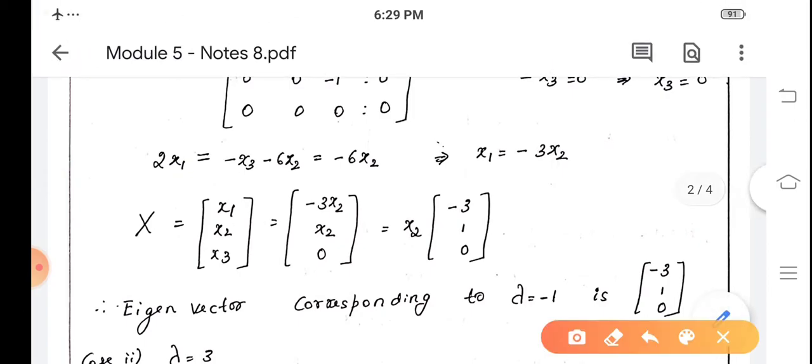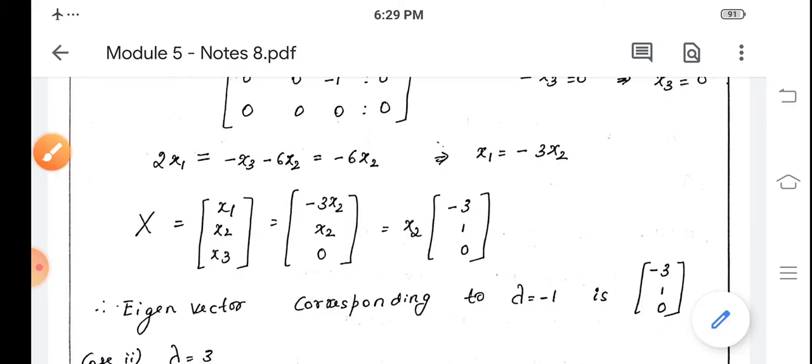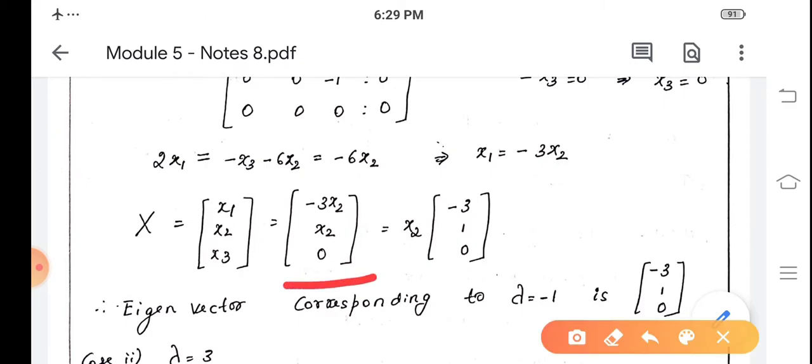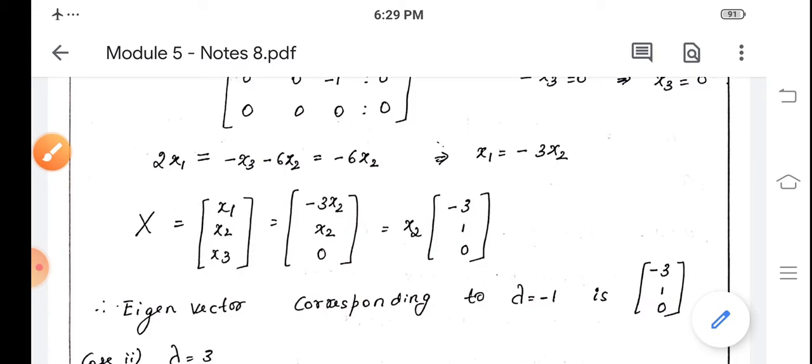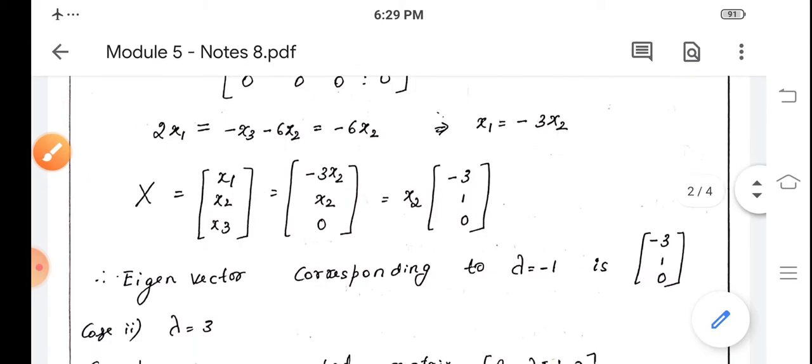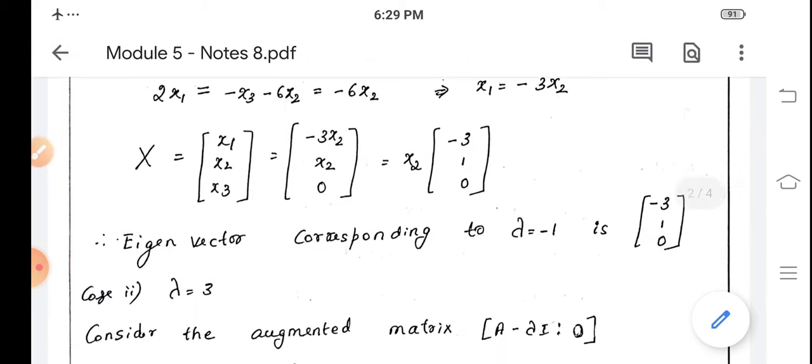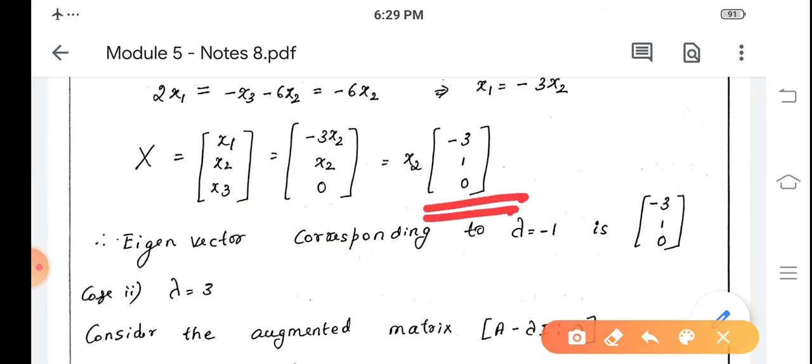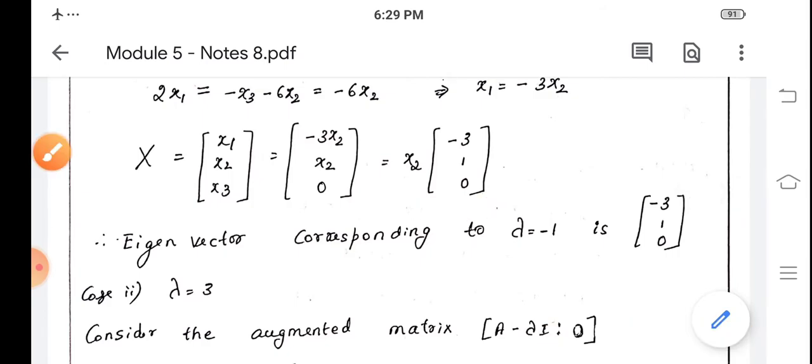Now we write the eigenvector x as x1, x2, x3, where x1 is minus 3x2. So minus 3x2, x2, 0. That will be x2 into minus 3, 1, 0. So the eigenvector corresponding to lambda equal to minus 1 is minus 3, 1, 0.